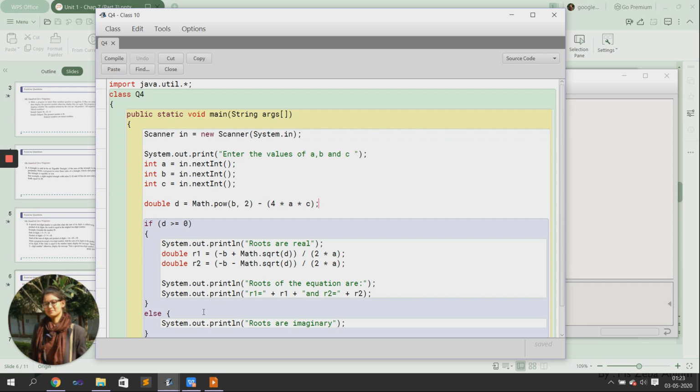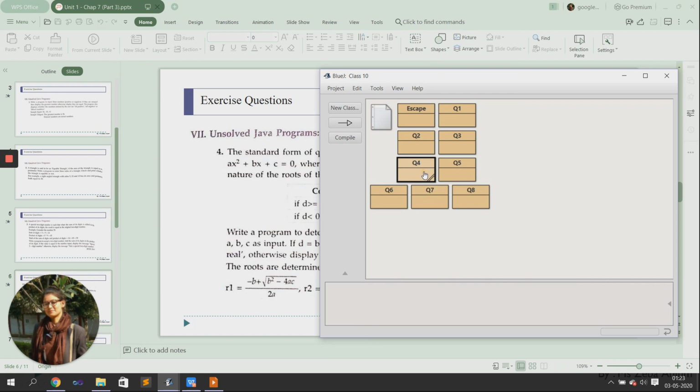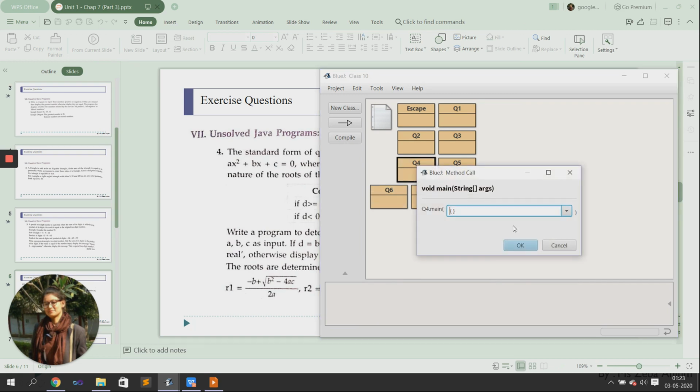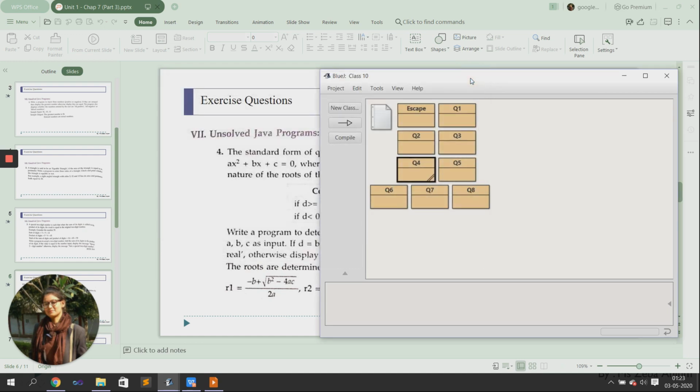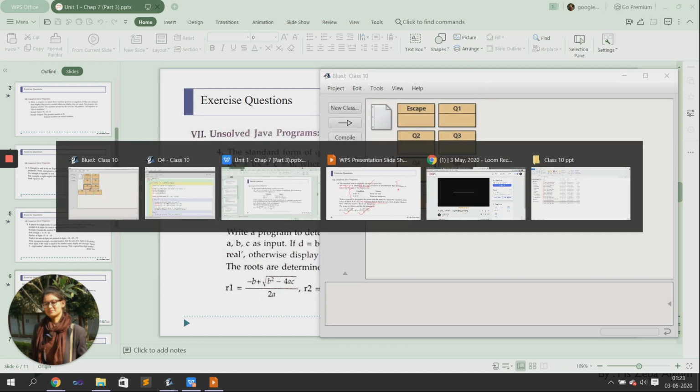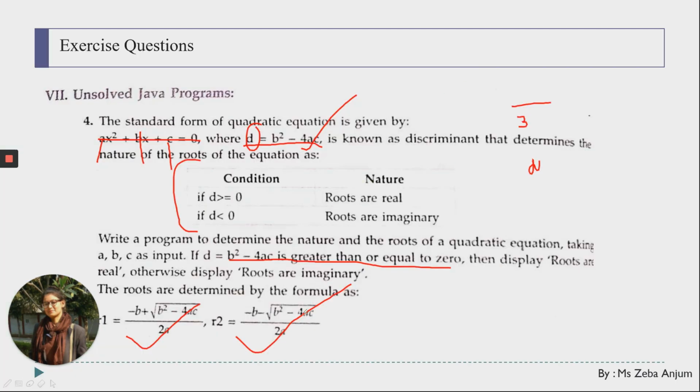Okay, like this you can check any values, it depends on you. Moving forward with your next question, that is your question number 5 basically.